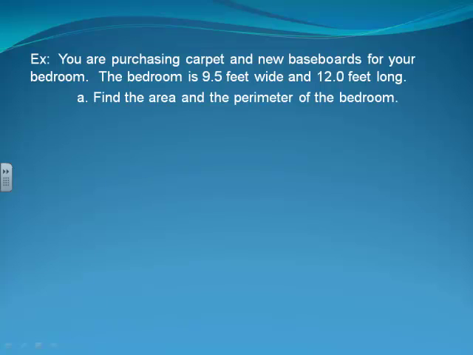All right, a picture is worth 1,000 words, so we're going to draw a picture here. We've got our rectangular bedroom. Our bedroom is 9.5 feet wide, so that's our width, and 12 feet long. That's our length. All right, we'll start with area. Area, we know, is length times width. So length times width in this case would be, our length is 12 feet, multiplied times our width of 9.5 feet.